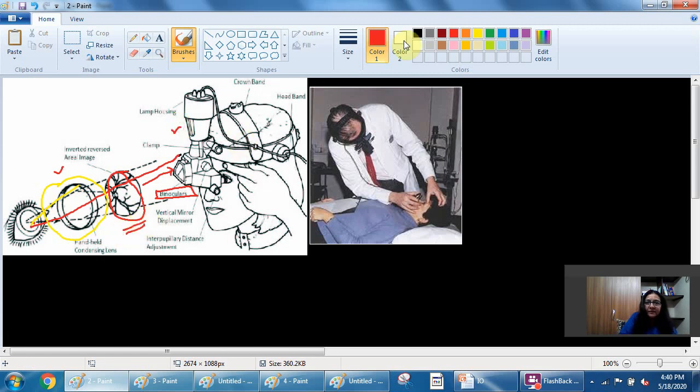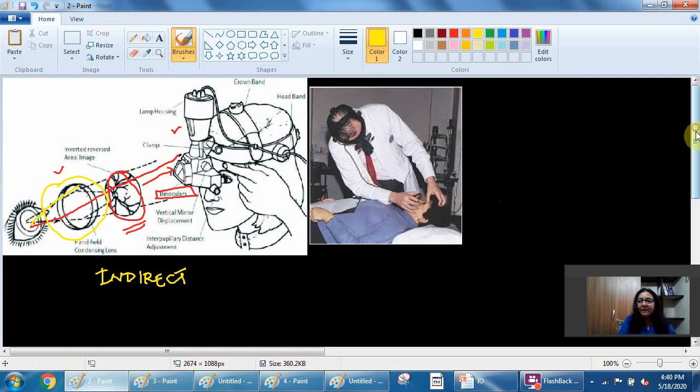So it means you are looking at the retina indirectly. You are not looking at the retina directly, but you are looking at an image which is aerial. That is why this method is called indirect ophthalmoscopy. Here you can see an examiner examining the patient's retina. He is wearing an indirect ophthalmoscope, and through the dilated pupil you can view the retina.